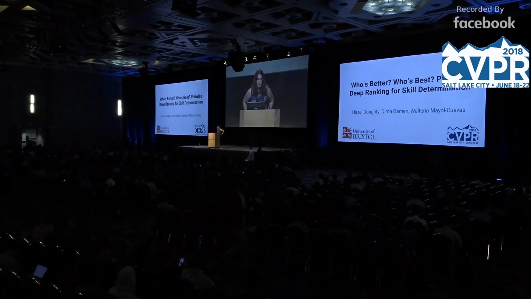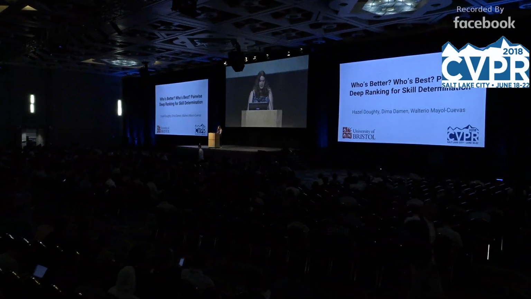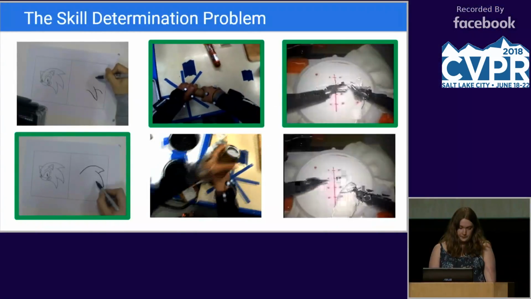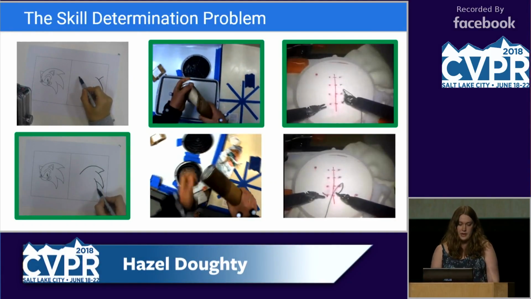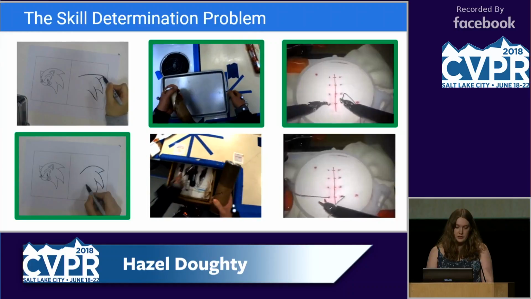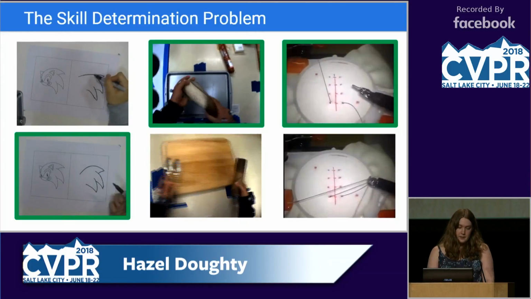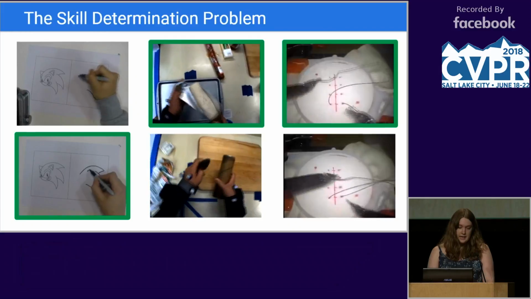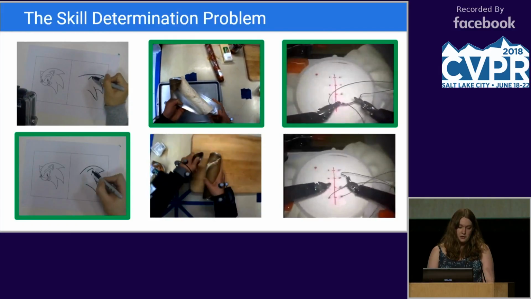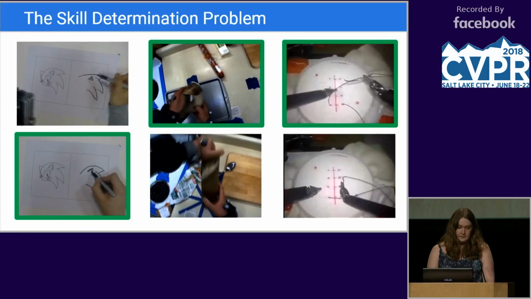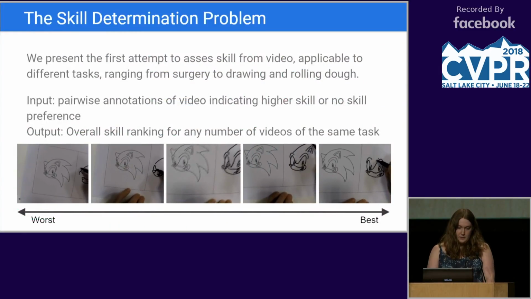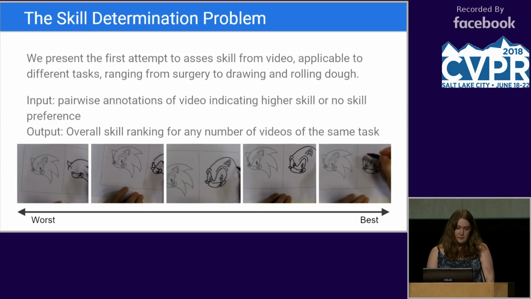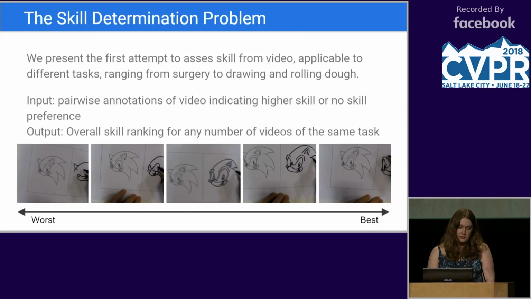I'm Hazel Doughty from the University of Bristol, and I'm here to present our work, Who's Better, Who's Best? Pairwise Deep Ranking for Skill Determination. We present the first attempt to assess skill from video applicable to a variety of different tasks, ranging from surgery to drawing and rolling pizza dough. As input, we use pairwise annotations of videos, indicating which video displays more skill, or that there is no skill preference. From these pairs, our method learns a function to output an overall skill ranking from any number of videos of the same or different individuals performing the same task.